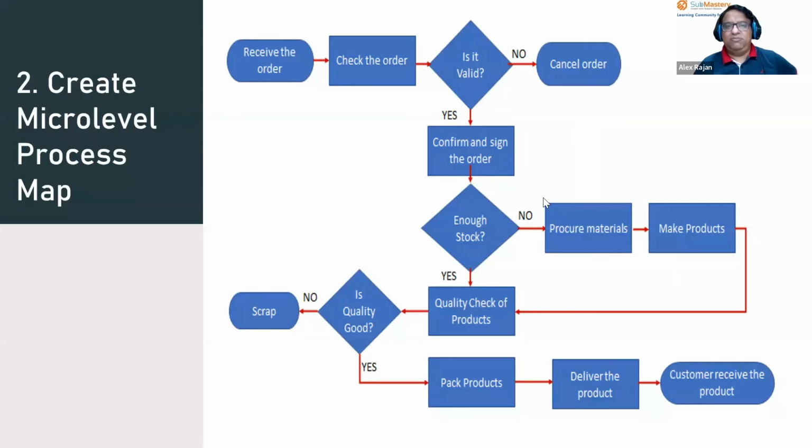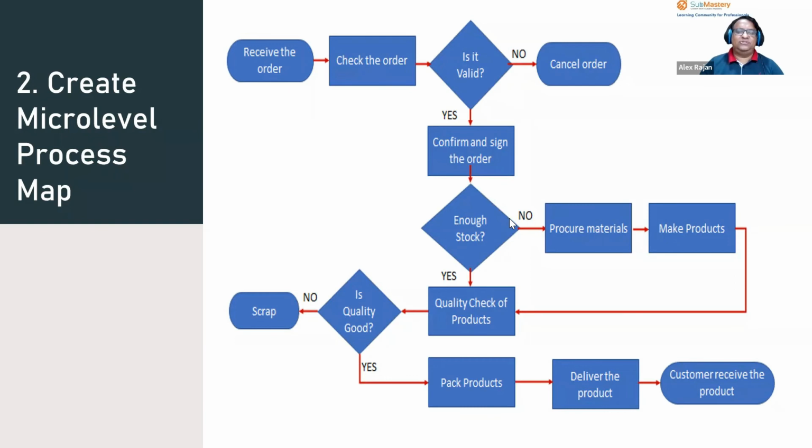So this is a micro level process map. We can again give more details on procurement of materials or making the products. We can have more steps for that. I just wanted to show you how a micro level process map is written using a simple flow chart. So each step can be written in detail to make a micro level process map. It is up to the project team to see and observe the process and create a micro level process map. That is the second step of it.